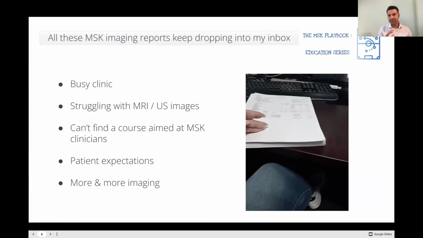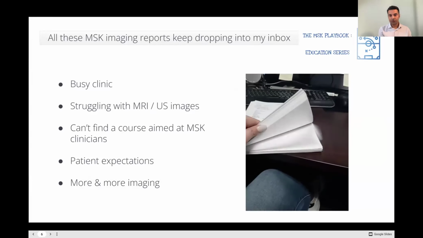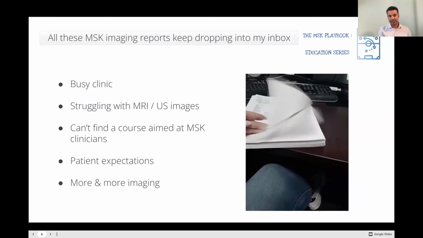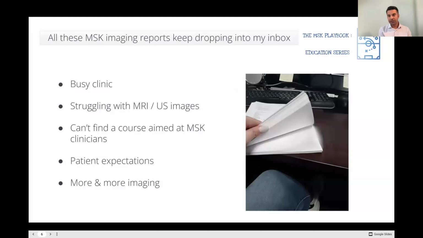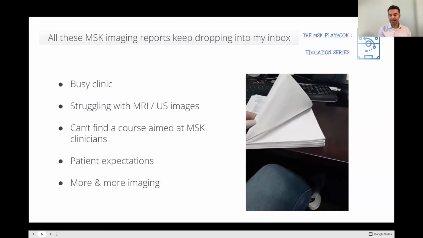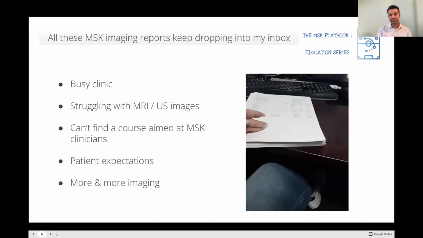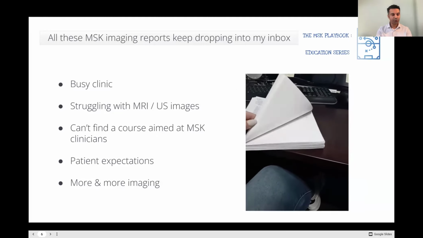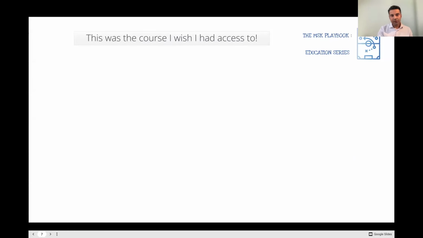So look, this is the scenario. You work in a busy MSK clinic and all these reports start dropping in your inbox. You've got a busy clinic and perhaps you're just getting to grips with MRI and ultrasound, and you're looking for a course that's going to help you understand imaging better, how to use imaging in clinic, and how to improve the patient's experience. And year on year, there's just more and more imaging, and it just keeps building up in your inbox. So this course and today's webinar is, I guess, the course I wish I had when I was learning.